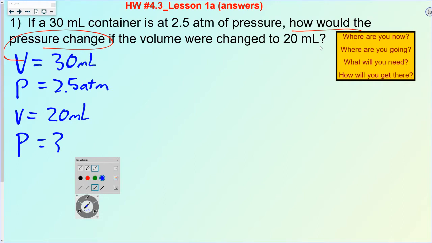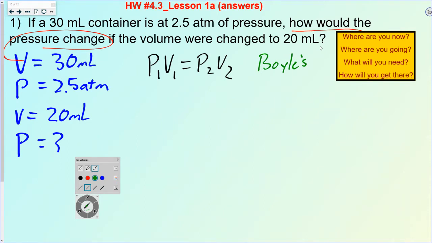So what are you going to need to get there? Looking at the variables, we have volume and pressure. The gas law that relates volume and pressure is Boyle's law. Boyle's law looks like this. Pressure and volume have an inverse relationship, meaning that as one goes up, the other goes down. Maybe you can predict what will happen to the final pressure based off of the changes.